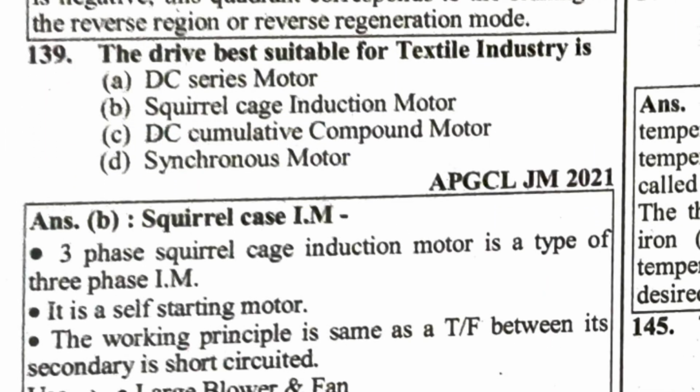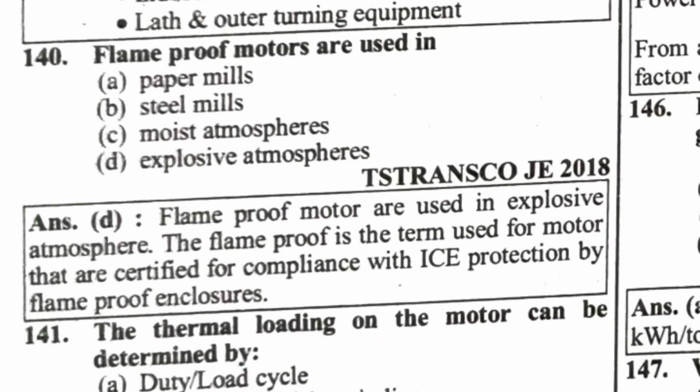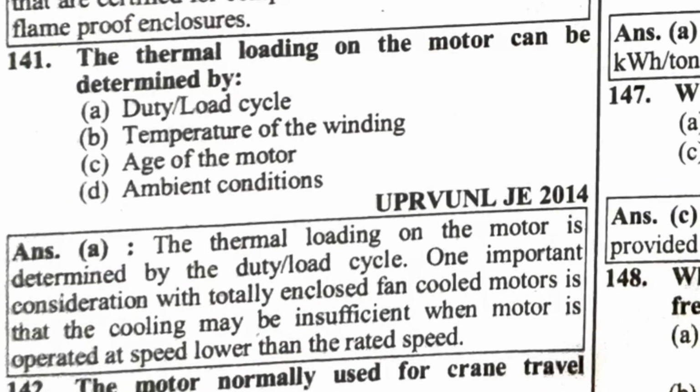Drive suitable for textile industry is a squirrel cage induction motor. Flame proof motors are used in explosive atmospheres. The thermal loading on the motor can be determined by duty/load cycle.